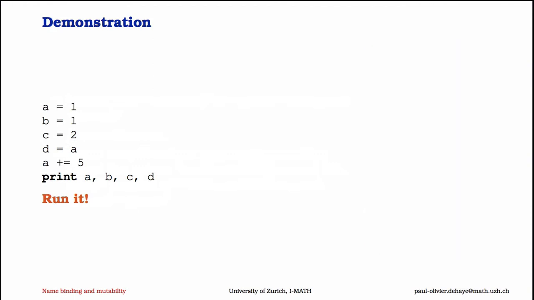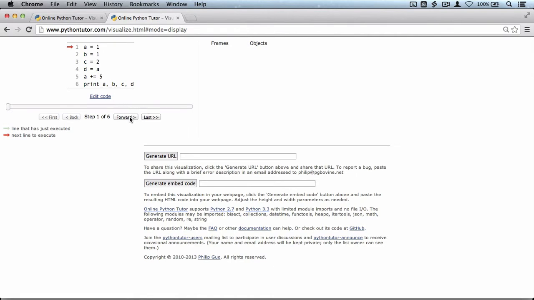Now what happens? Let's run it and see in the Python tutor what happens. So I have my code on the left, and I start running step by step. Now I have a new variable A, and I've assigned to that variable name the object 1. And B points to the same object because it's the object 1 in memory. Now C is assigned the value 2, and D will be assigned the same value that A is assigned to. So D suddenly also points to 1. You can see it on the right, D is pointing to the same location.